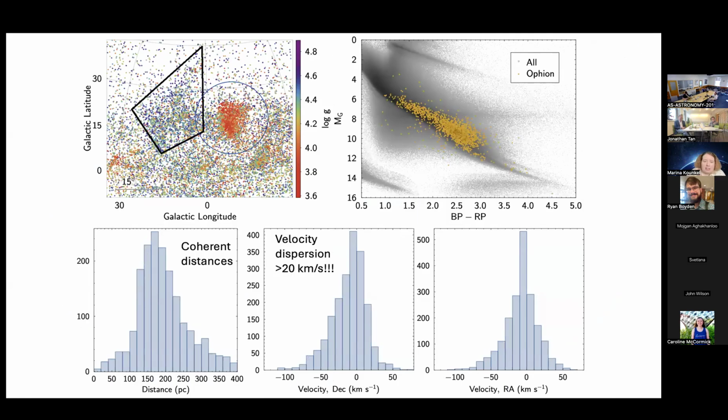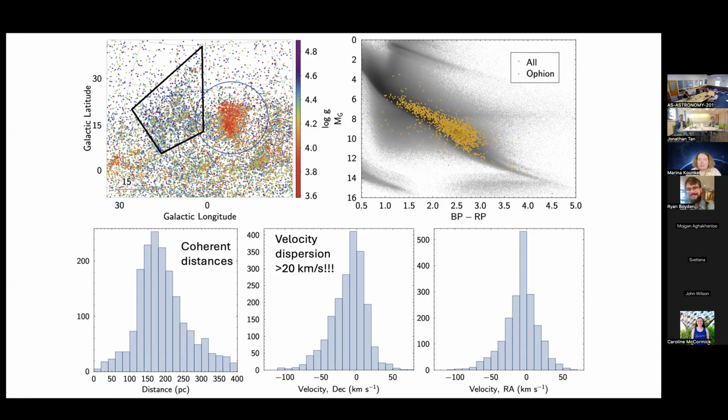Well, it turns out they tend to occupy a fairly coherent set of distances. These sources are found at distances from around 150 to around 200 parsecs. And they do tend to have a fairly coherent set of ages. They're all around 20 million years old or so. But take a look at their velocity dispersion. These sources have a velocity dispersion in excess of 20 kilometers per second.